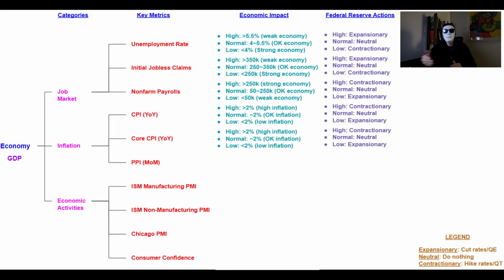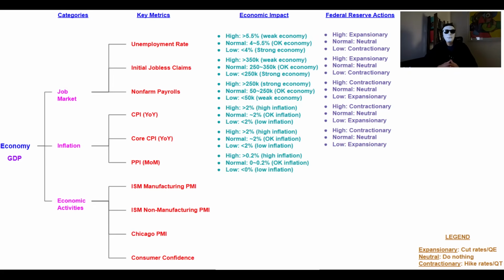If you monitor PPI very closely, you can get a sense of how the CPI will be in the near term. Now, given this is comparing the price increase versus the previous month, if the number is in between 0% and 0.2%, it should be considered an okay inflation, while anything above or below that should be considered high and low. Now, on the economic impact and the Federal Reserve's actions, it is the same as CPI and core CPI.